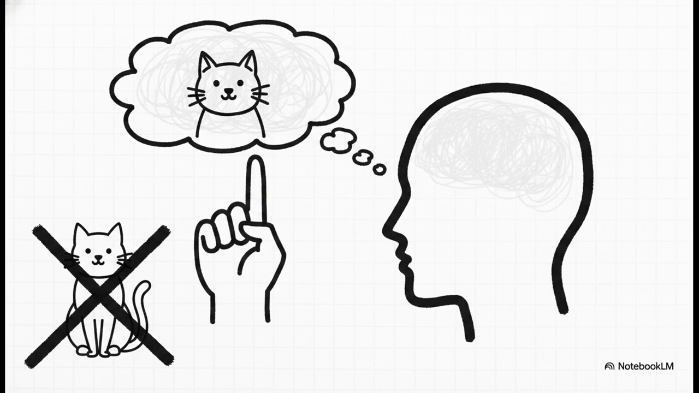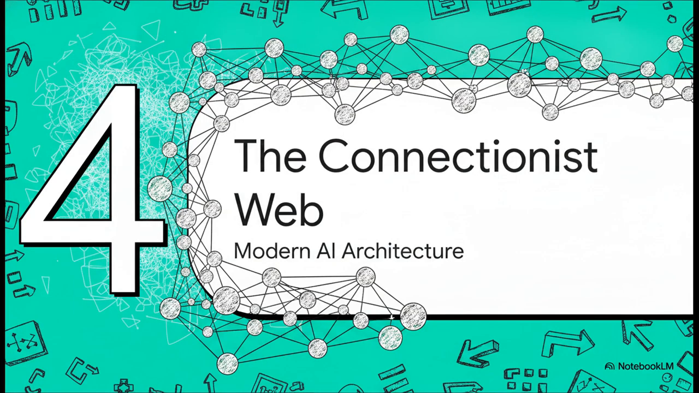And if a system doesn't necessarily need physical eyeballs or hands to process semantics, well, maybe an AI just needs sufficiently complex internal representations to truly understand language. Now that we've freed meaning from needing a physical body, let's leave the old symbolic rules entirely behind. Welcome to Section 4, the Connectionist Web.